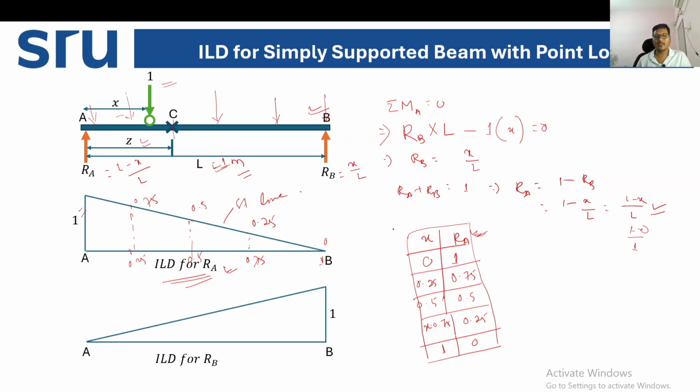In a similar way, we can calculate another table of X and reaction at B, and we'll get the exact opposite of these values. So if you connect all these points at different locations and draw, it will also be a straight line, opposite of the reaction at A. So this is the ILD for reaction at A, and this is the ILD for reaction at B. I hope you understood this.